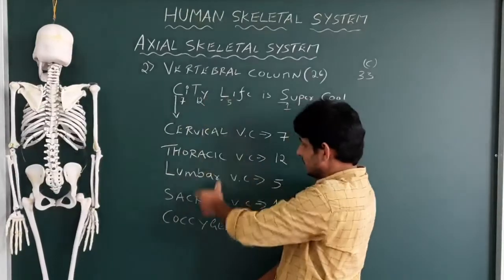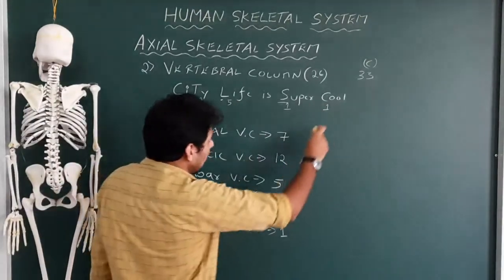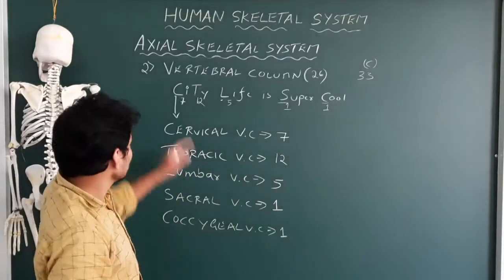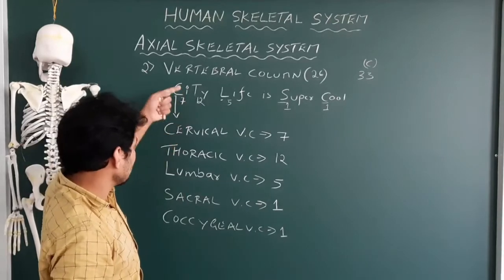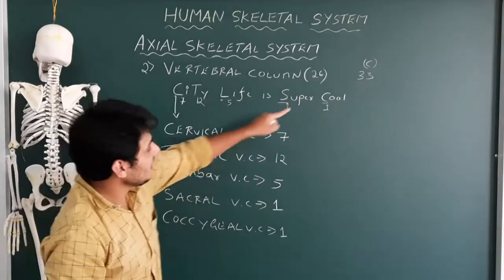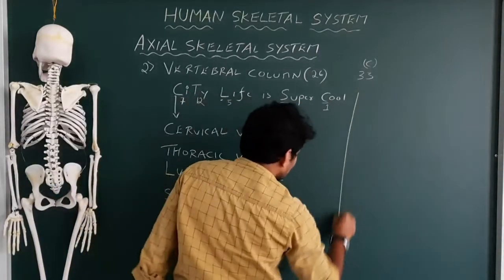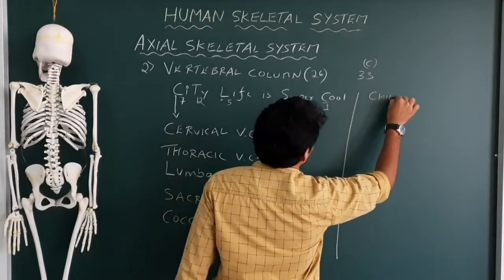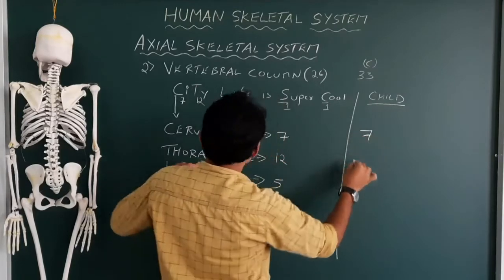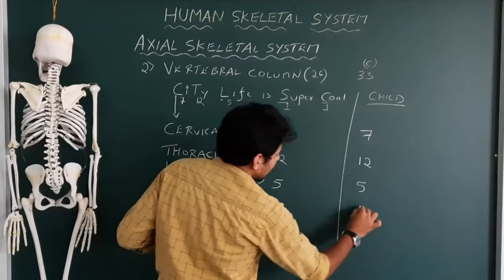Okay, so this is actually the number of vertebrae present in adults. Okay, what about that is C. C means cool. Cool is nothing but coccygeal. Simple, right? So city, cervical. T from city, that is thoracic. L is lumbar, and S is sacral, and C is the coccygeal. Very simple. Okay, so in the case of a child, how many cervical vertebrae are there? 7 are there. So thoracic 12. Okay, lumbar, that is 5. Sacral 5.